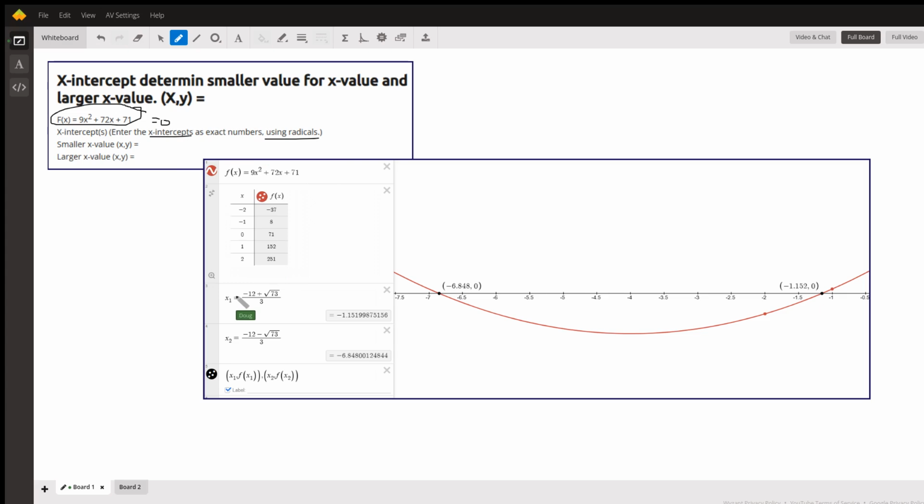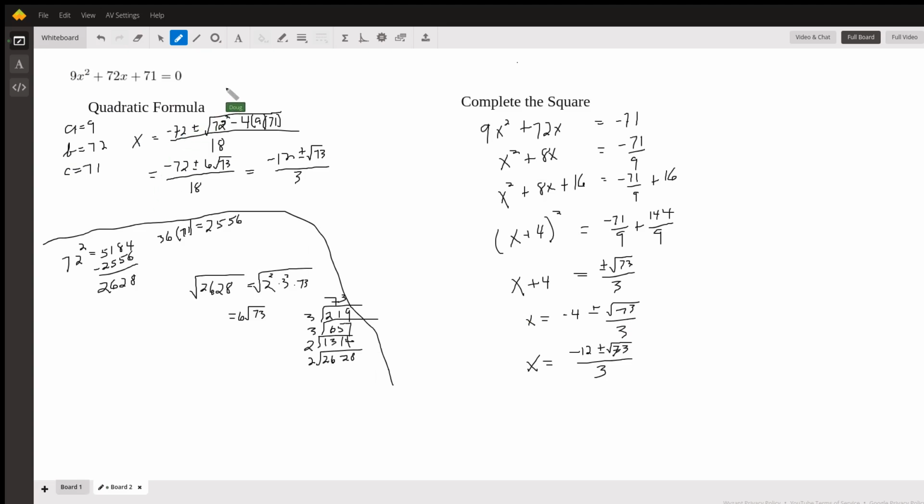So here are the answers. One of the roots is negative 12 plus the square root of 73, all over 3. That's this x-intercept. And the other one is negative 12 minus the square root of 73, over 3, which is this x-intercept. The question is, how do you get these answers when solving this equation? Okay, well, there are two basic ways to do it.